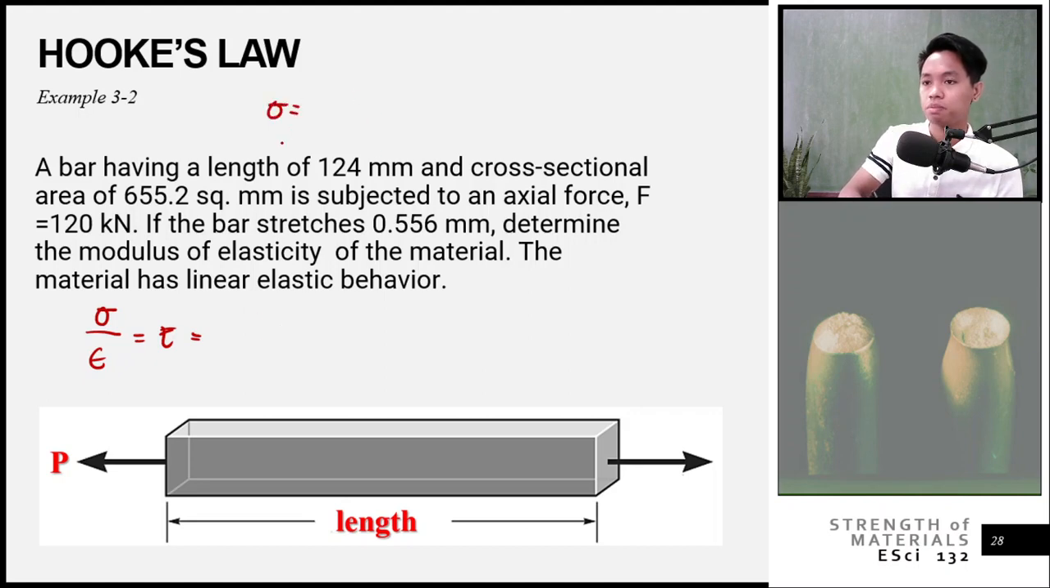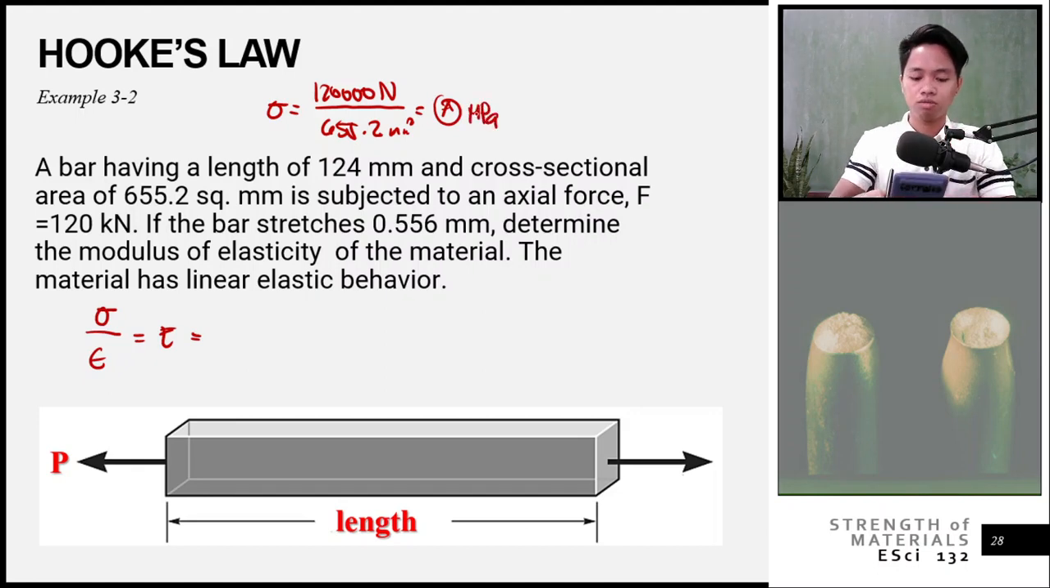Your stress is simply equal to force over area. Your force here is 120,000 Newton, and the area would be 655.2 square millimeter. So the resulting unit would be in megapascal. Whatever value you get, you can just store that to A. So 120,000 divided by 655.2 would be 183 megapascal. So we store this to A.